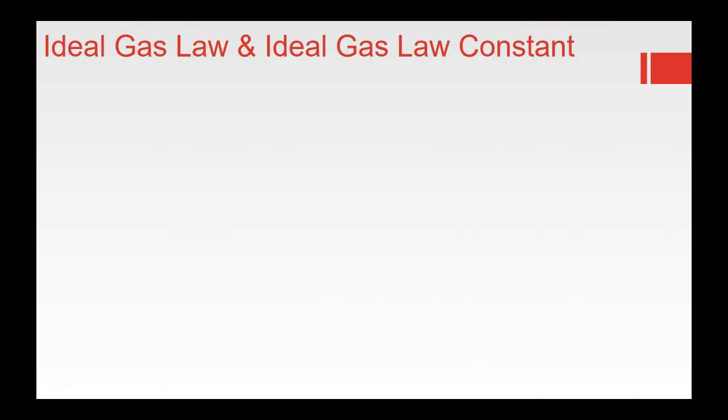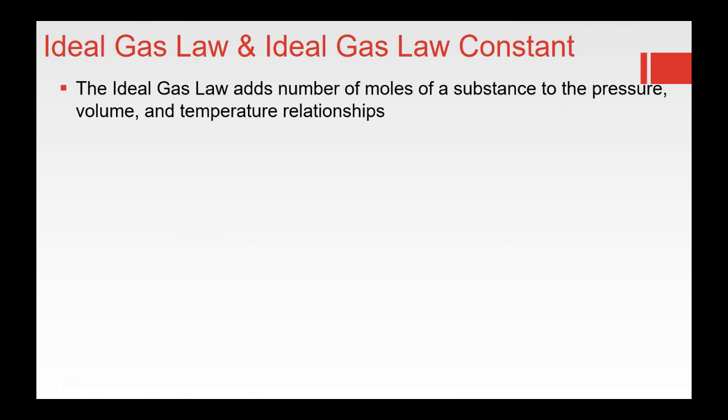So let's talk about the ideal gas law and how this plays into it. The ideal gas law is going to add in numbers of moles of a substance to the pressure, volume, and temperature, if you recall from our combined gas law. Now we're going to add in moles of a substance. And the equation that you want to know is PV equals nRT, or "pivnert," if you're not cool like me.